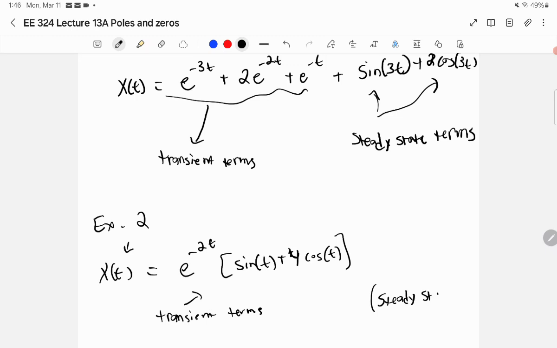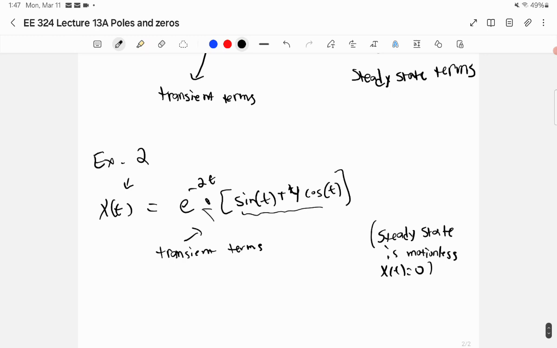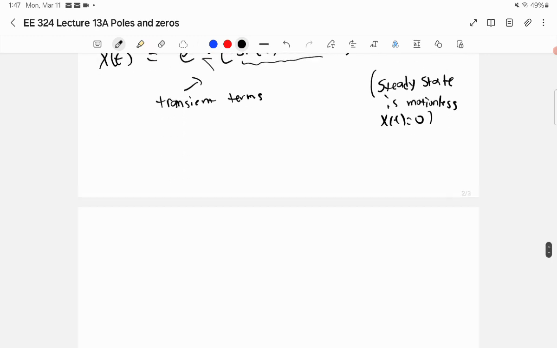And the steady state is motionless, x of t equal to 0, right? Why is this transient? Well, because notice that even though we have sinusoidal terms, they're decaying, because this is multiplying this, they're decaying towards 0 anyways. So this would be like a transient response, and the steady state is with the system completely motionless at x equal to 0. We call this fixed point a fixed point.